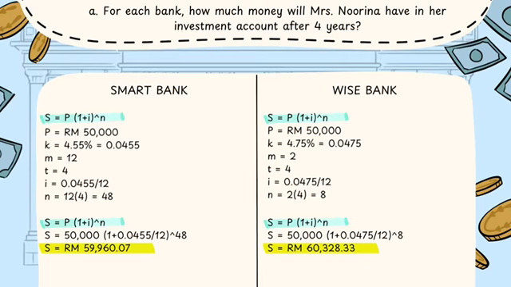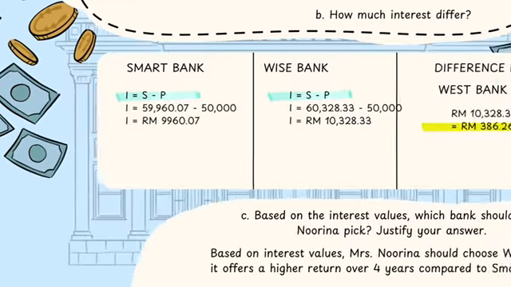For Wise Bank, P equals 50,000 ringgit. I equals 0.0475 divided by 2 equals 0.02375. N equals 2 times 4 equals 8. S equals 50,000 times (1 plus 0.02375) to the power of 8 equals 60,328 ringgit and 33 cents.